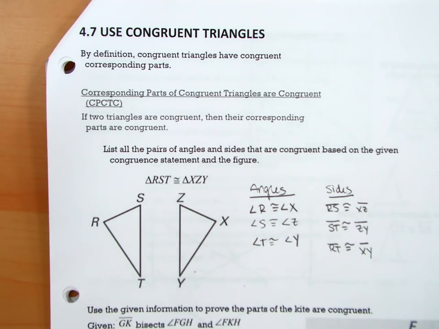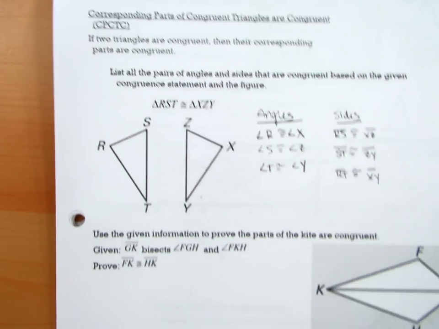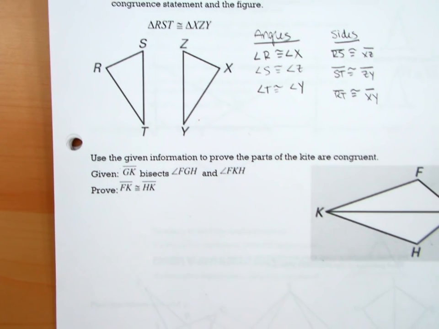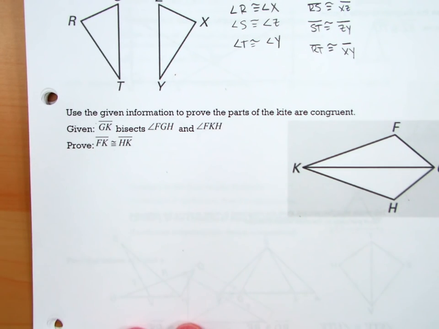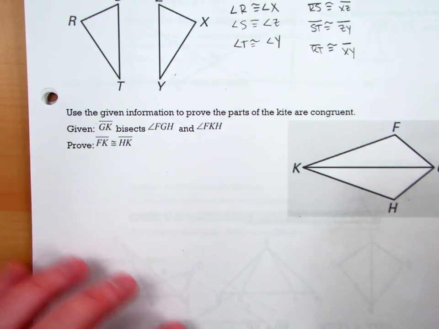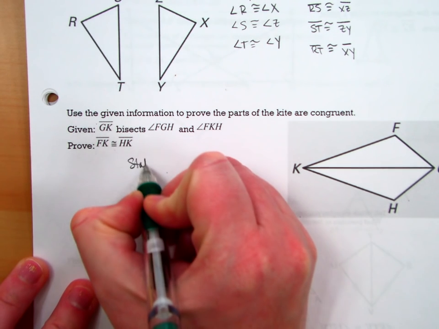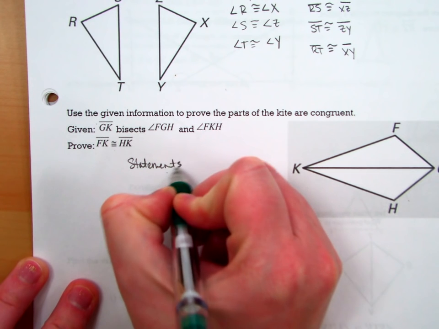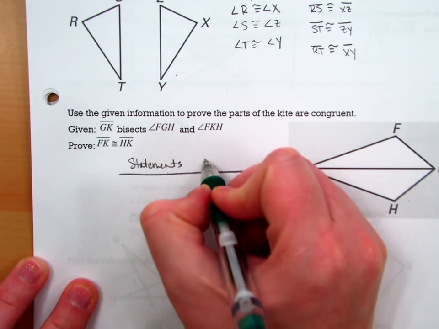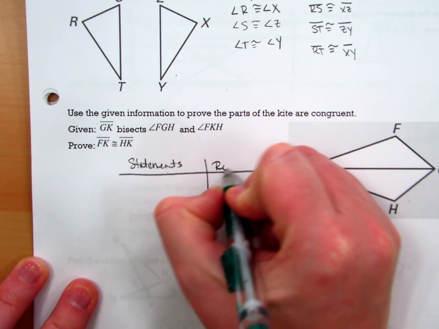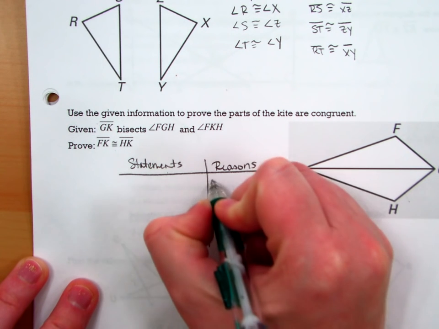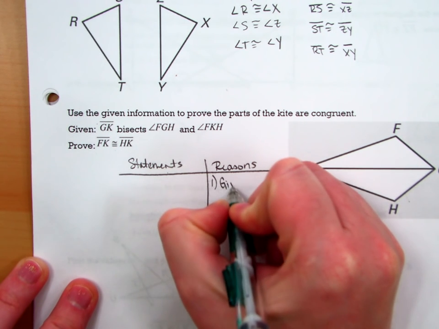Use the given information to prove that the parts of the kite are congruent. So we have a proof that we're going to do. With this proof, we're going to mark things first after we write down our statements. So, statements, and then reasons. One is going to be given.